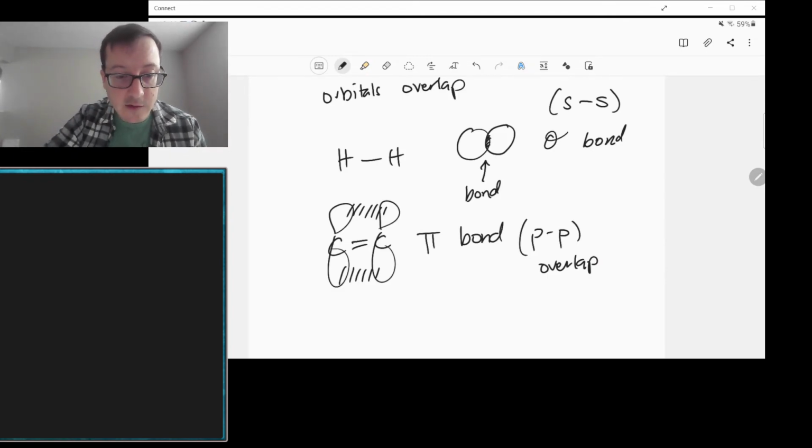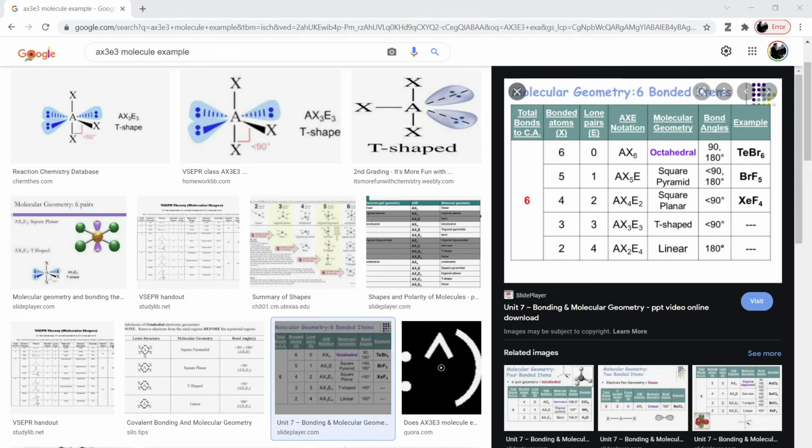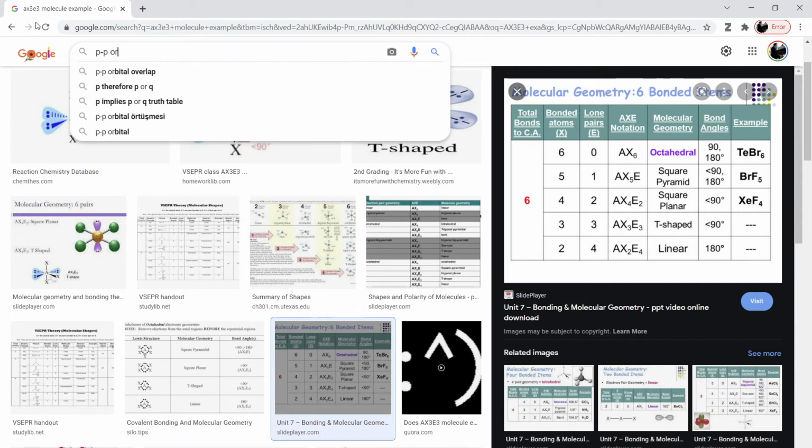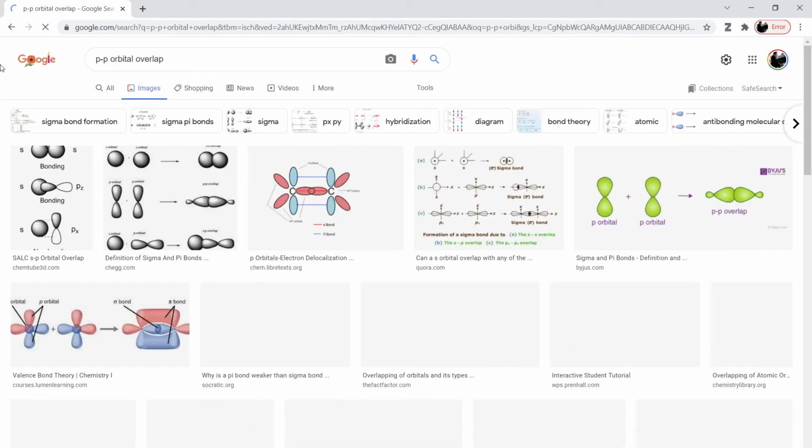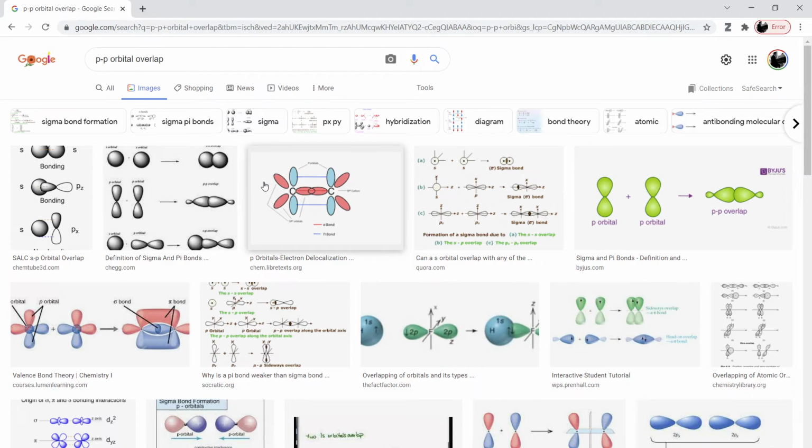Let's take a second to go on Google here. My God, we could even go to orbital Messi. How fun. Okay. Well, there we go.